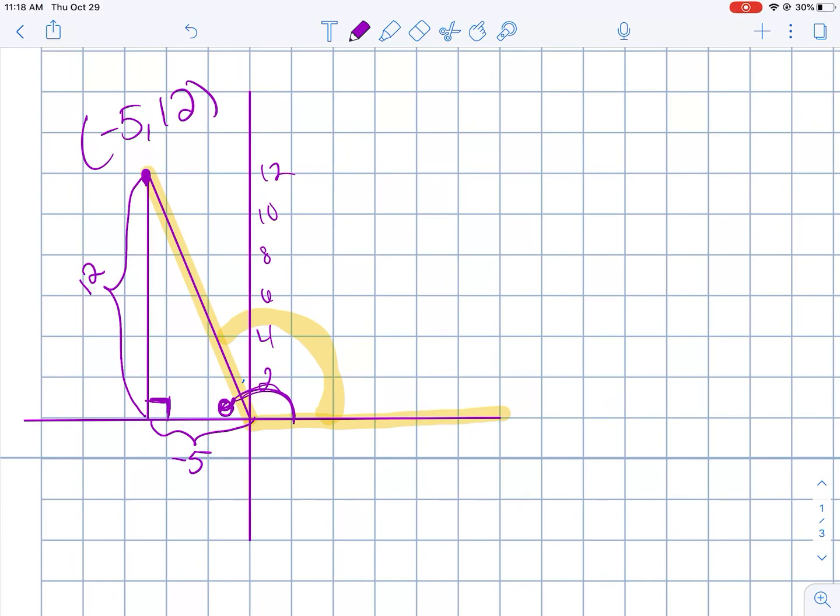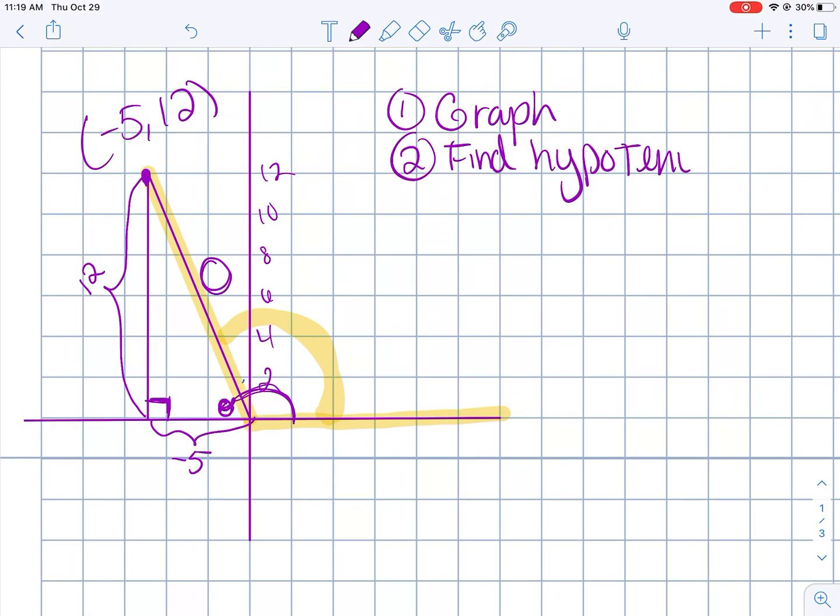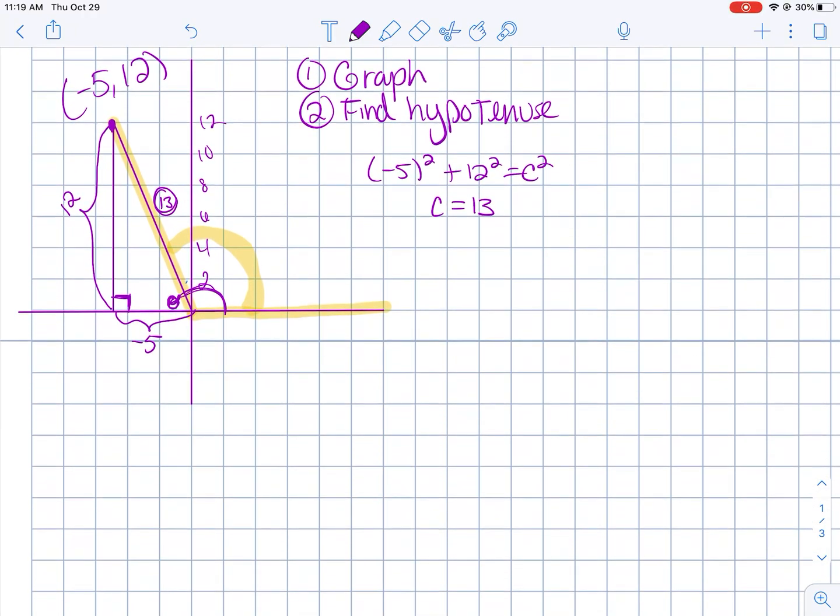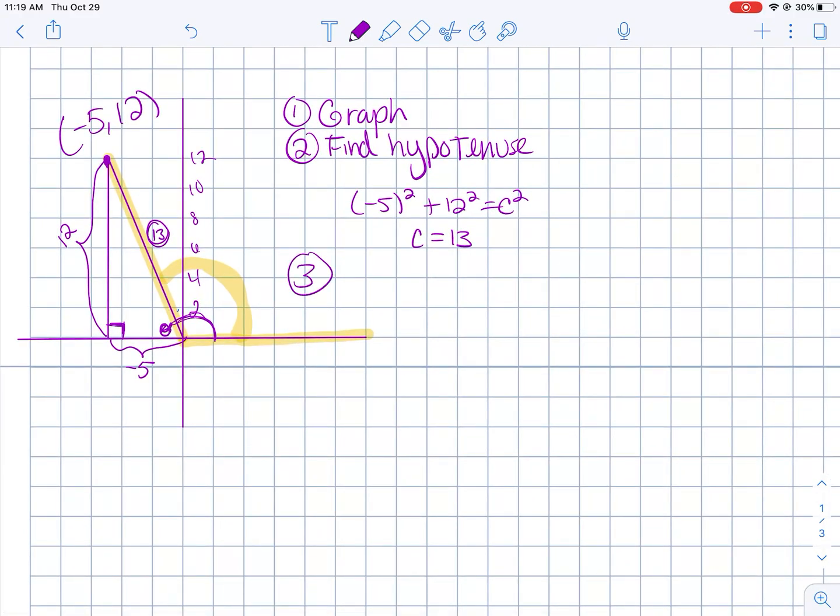So if we want to figure out what's the hypotenuse, that's our next step. Find the hypotenuse. So first we're graphing, second find the hypotenuse. If we know 2 sides of a triangle, we can do that using the Pythagorean theorem, right? So -5 squared plus 12 squared would equal c squared. This is another one of your Pythagorean triples, so we would end up with c equal to 13 here. That's the hypotenuse, all right? Now let's see if we can use that to help us find our different values with SOHCAHTOA, okay?